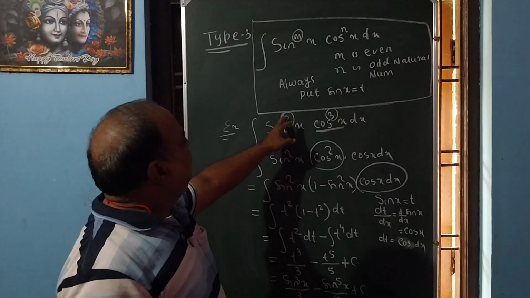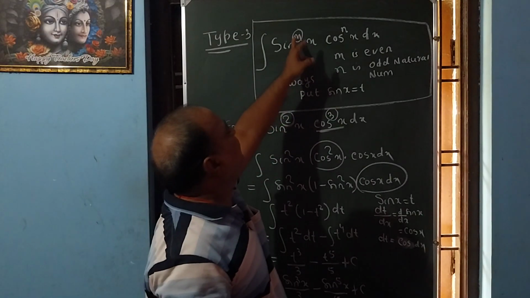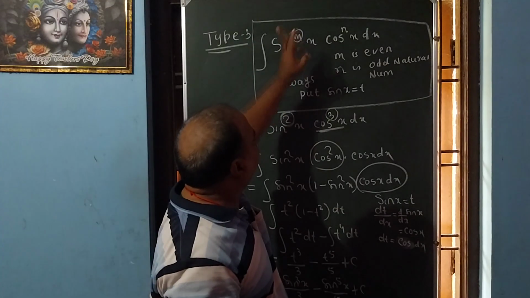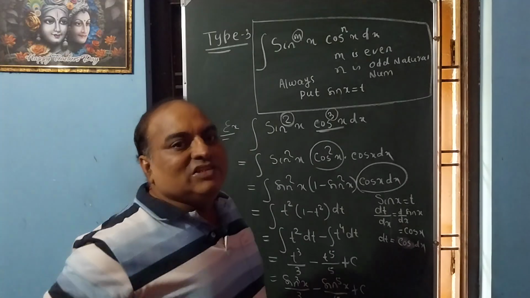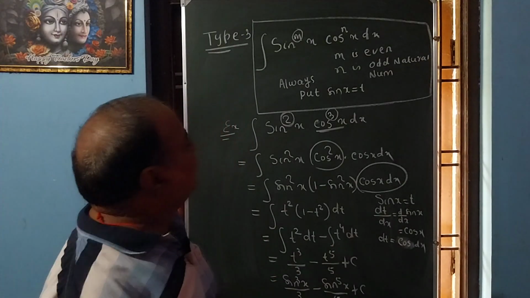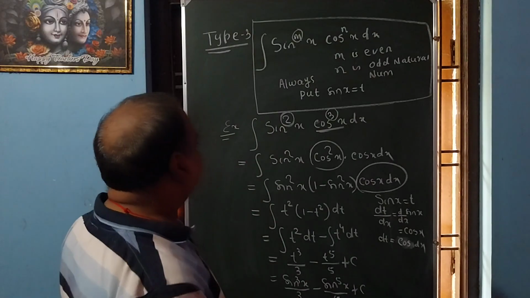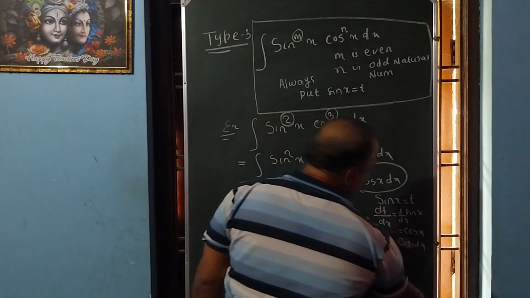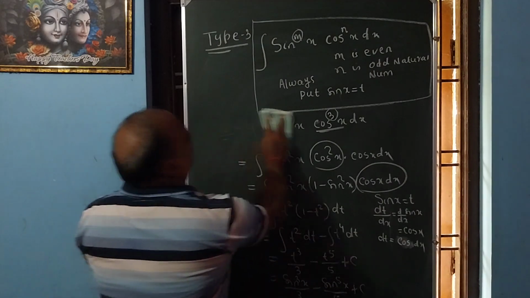m is even, n is odd. The power of sin is even and the power of cos is odd. In this case, always put sin x is equal to t. Okay, this is one example. So write down another type.